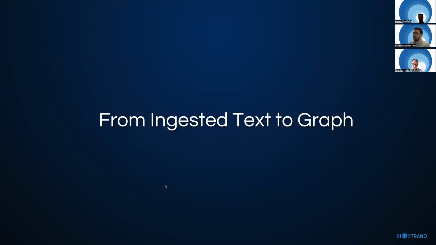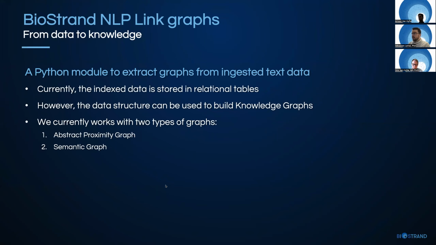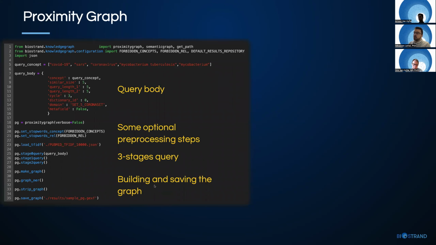Then, once we have ingested the text as data, and once we have this Python module to perform basic queries, we built a simple application around it that transforms the data we have stored in our database within relational tables into a graph structure. Currently, we identify two kinds of graph, as I said: the abstract proximity graph and the semantic graph. And if we want to perform a query, we can follow this workflow.